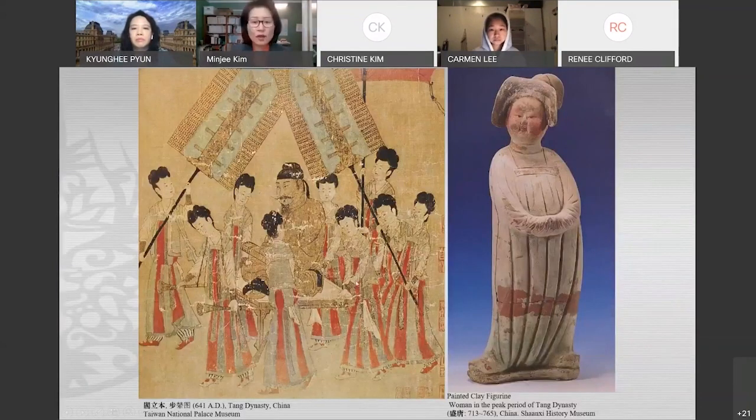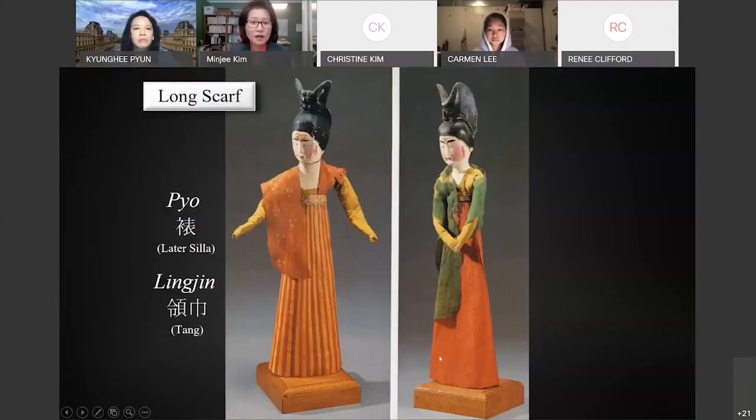So the Tang women wore their skirt at a very high waist line, and this shows early Tang style. This shows later Tang style. The difference is, while the dress style remained the same, their ideal body shape changed. So slender body was preferred in the early Tang period, but later they preferred the plump and fuller style body, which was depicted in the artifacts. And at this time, the scarf was very popular.